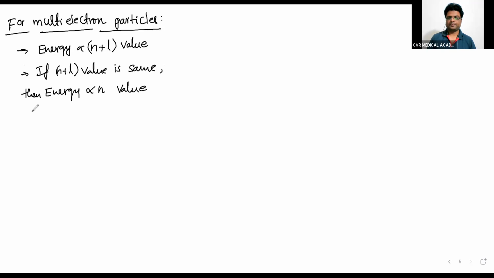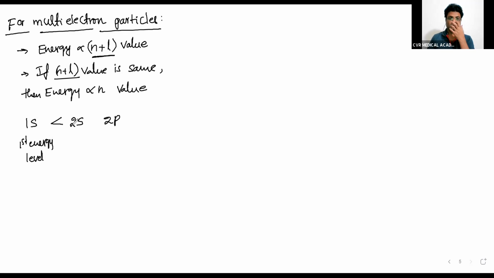That means first energy level is 1s, the first energy level or ground state. What is next? 2s. So what is n plus L value here? 1s, L value is 0 for s subshell. 1 plus 0, 1. Here 2s, 2 plus 0, 2. So there is an increase in n plus L value, so there is an increase in energy. So this 2s. Next, what about 2p?